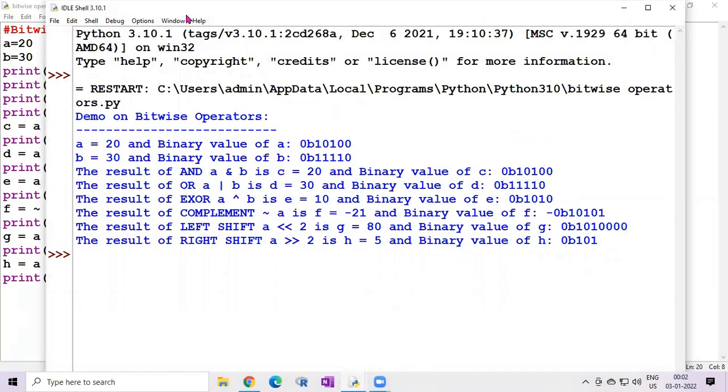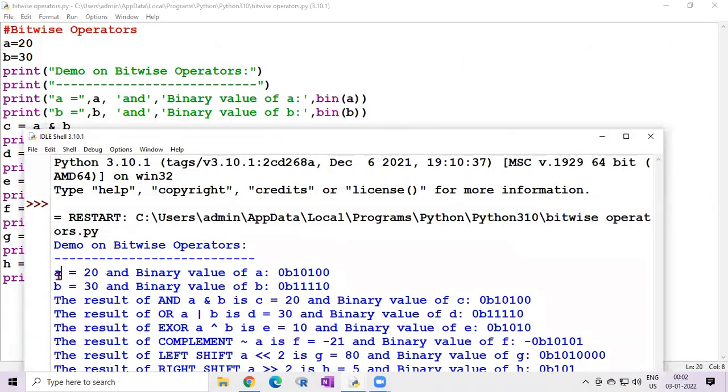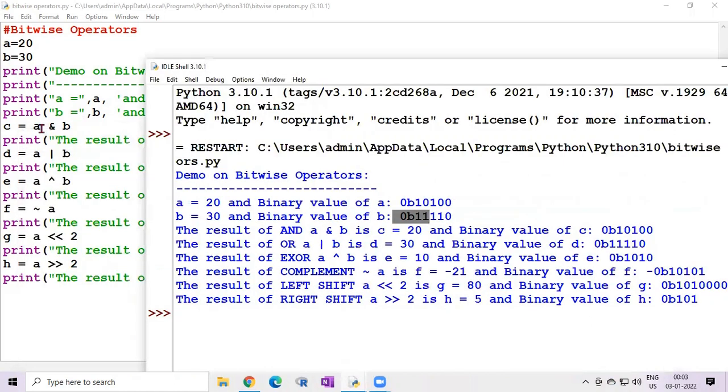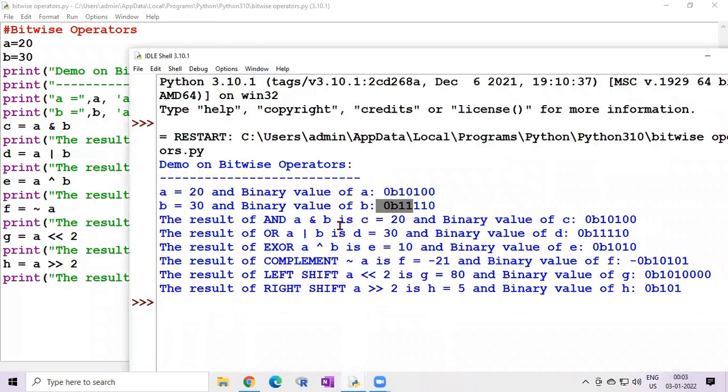Here you can observe first what you have printed, A equal to 20. Then the binary value of A, that is bin of A. So here directly the binary value. Then B equal to 30, its binary value. Then the result of A and B, C equal to A and B. A is 20, B is 30. Theoretically you can calculate 10100 and 11110, use AND, then convert the binary value into decimal. So you will get this value. Then its binary form is this one.